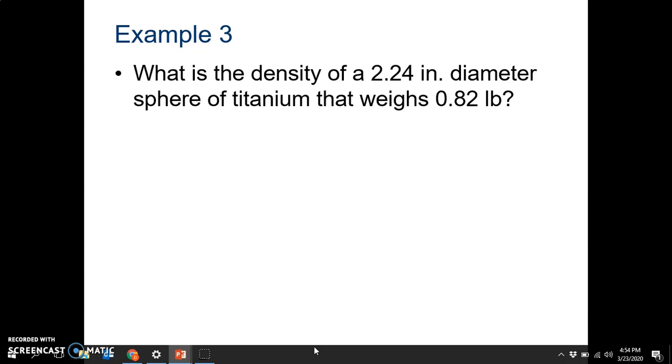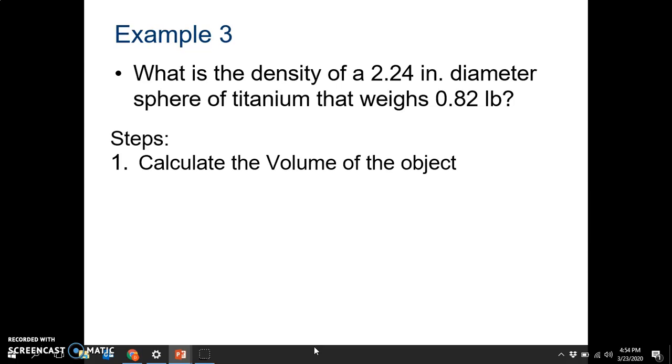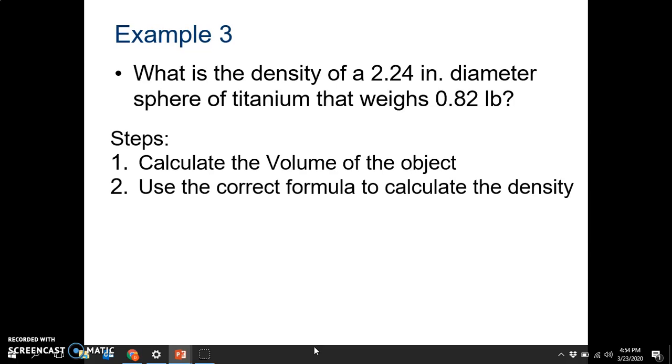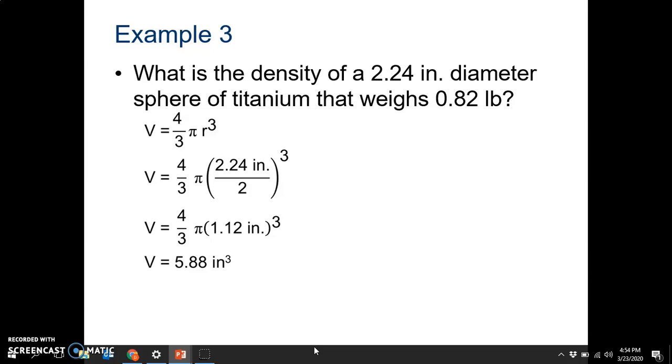Example 3. What is the density of a 2.24 inch diameter sphere of titanium that weighs 0.82 pounds? In this case, I don't know the density. That's what I'm looking for. That's why titanium is a material that's not on that chart. But if I know the weight and I could find out the volume, I can calculate what the density is. So in this case, I'm going to have to first find the volume of the object. Once I know the volume, I can use the formula D equals W over V. I have a sphere here.